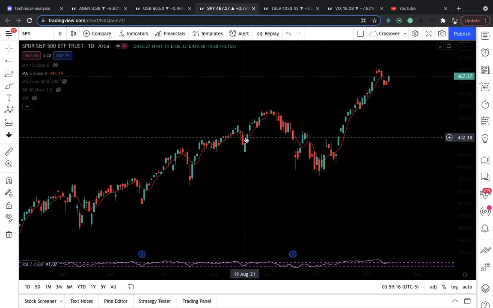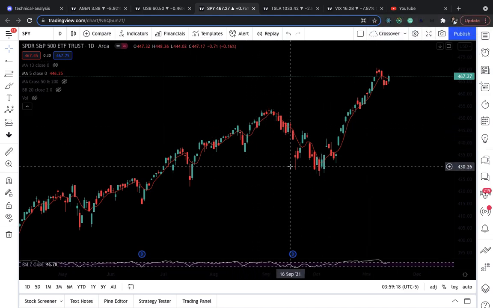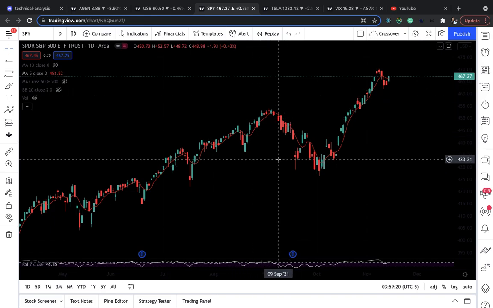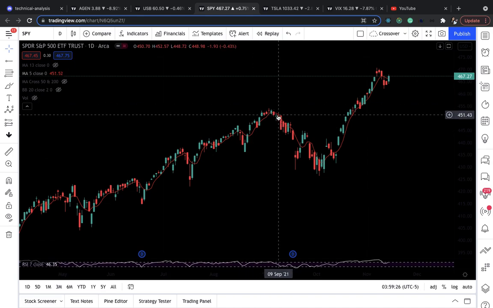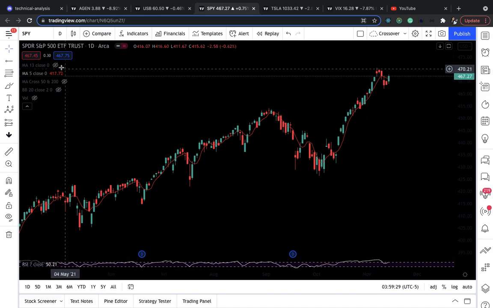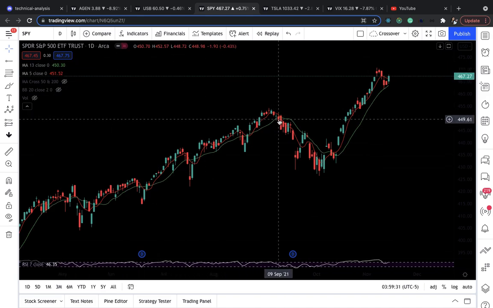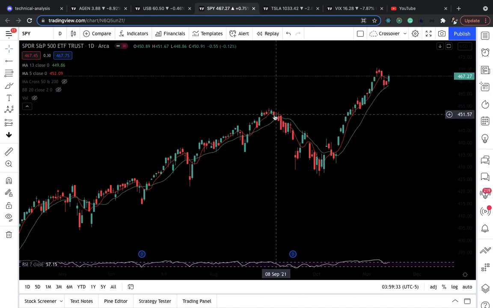Okay, but as long as they're above the 5 and it's bouncing, that's a good indication that we're going to have more up move. If you see it breaking down, that's a good indication that we're going to go down to the next support level, which is the 13-day moving average. We closed here and boom, we got right back down to the 13-day moving average. We bounced up a little bit, came back and rejected the 5.